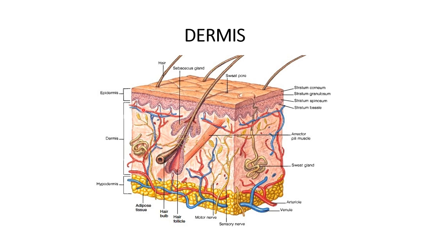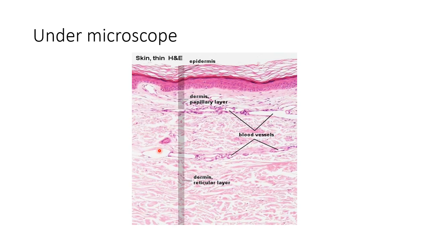The papillary layer is made up of loose connective tissue, and the reticular layer is made up of dense irregular connective tissue. The papillary layer shows indentations. Now under the microscope, you can appreciate this thickness is the epidermis, and other than this, this is the dermis. The dermis papillary layer, which is thin, and this whole is the reticular layer, which is thick.